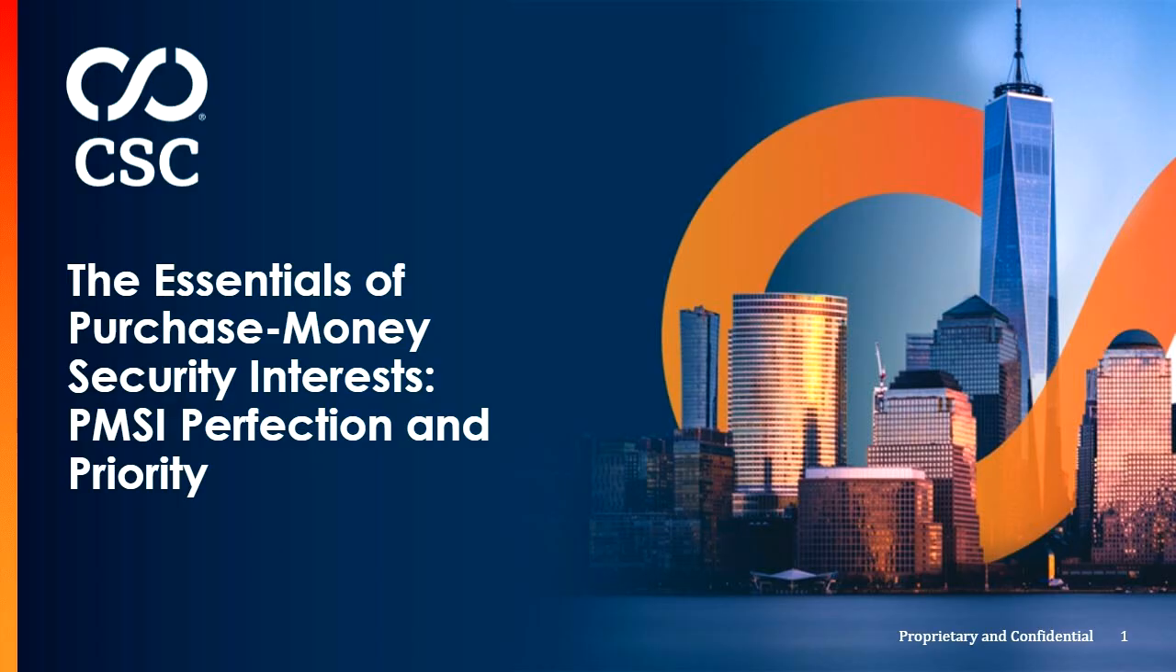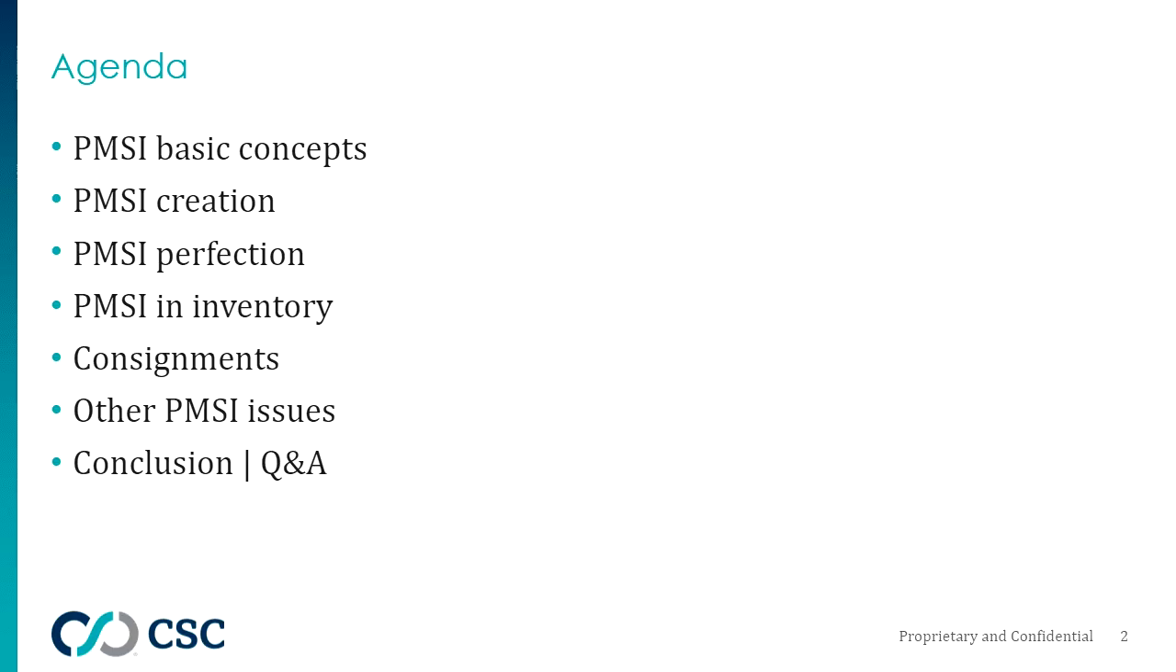Specifically, I'm going to begin by talking about some basic concepts about the PMSI, or purchase money, how it's created. Then I'll move on to talk about perfection of the purchase money security interest, and then some special cases such as a purchase money security interest in inventory, how it interacts with consignment transactions, and various other issues. Then we'll wrap up with a little bit of time for questions at the end.